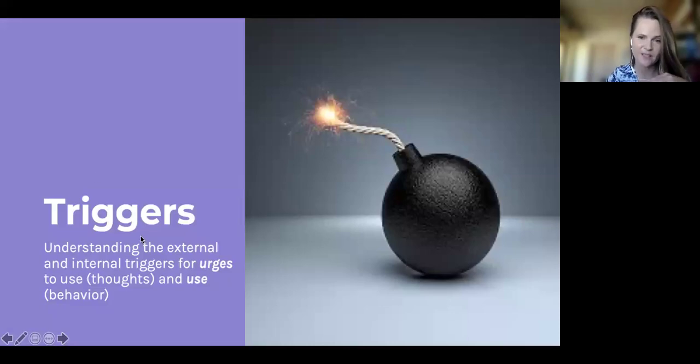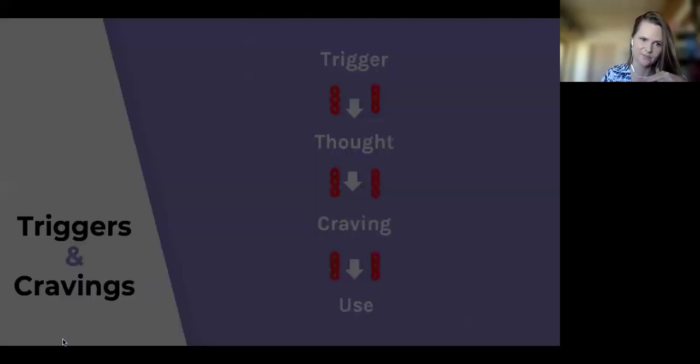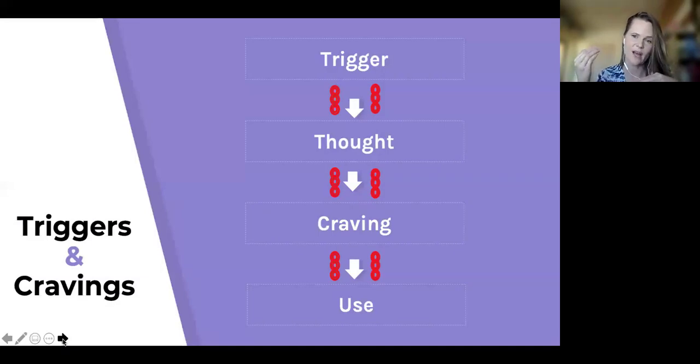So we'll look more specifically at triggers now, and that's about understanding the external and internal triggers for urges to use, which are thoughts that lead to the use behaviors. So when we think about how the initial trigger eventually leads to the use behavior, there are many points in the links of these chains between the trigger and the actual use, and you can intervene at any point.